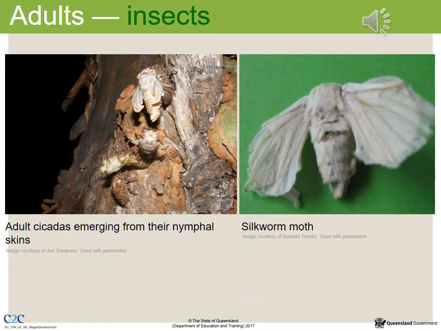On this one you can see that the cicadas are also taking their outside skin off to let their wings out. And you can see the silkworm moth there who's taken his chrysalis or his cocoon off and he's turned into an adult moth.